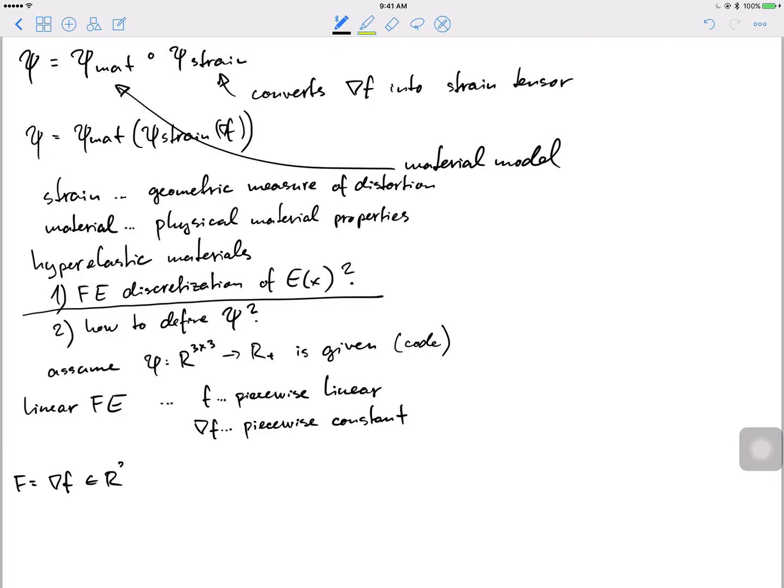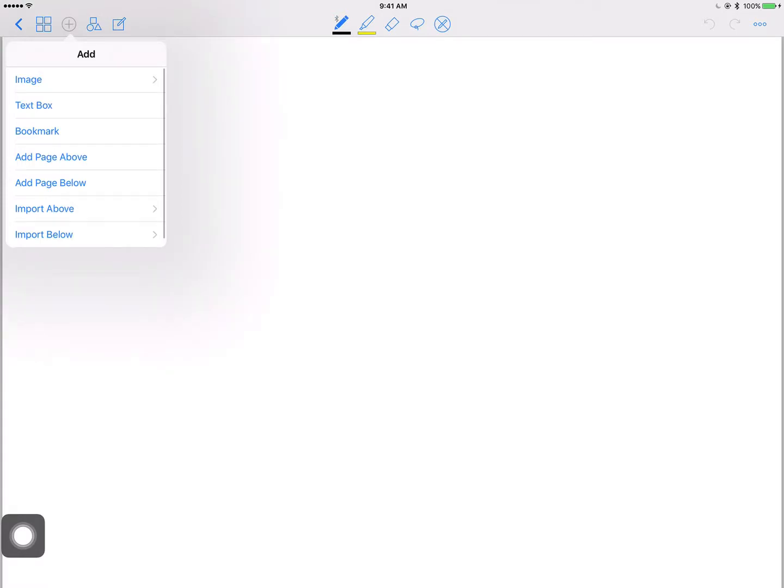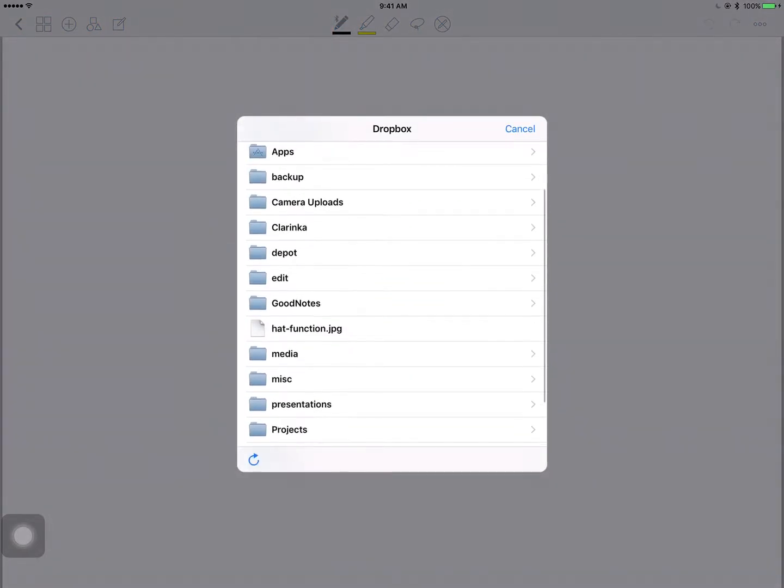Okay, it's still a 3x3 matrix, but now with the assumption of linear finite elements, it's a constant on every tetrahedron. And we need to compute the matrix corresponding to the deformation of the tetrahedron. So just to give you an idea of what we are talking about graphically, I prepared this image.